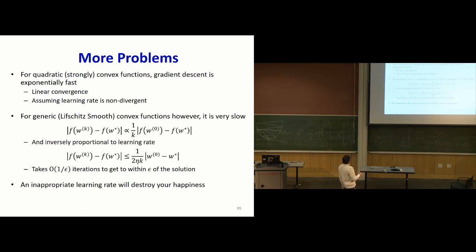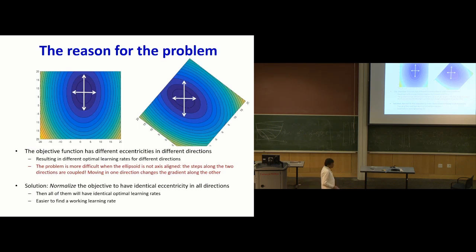And so if you choose an inappropriate learning rate which is too high, this is actually going to become a small value and it's not going to converge very fast. If it's too small, it's not going to converge either. An inappropriate learning rate can destroy your happiness. Part of the reason is that when you have functions of this kind, the eccentricity of the function in different directions is going to be different. And this is going to be even more difficult when the ellipses are not axis aligned, because the steps along the two directions are now coupled.